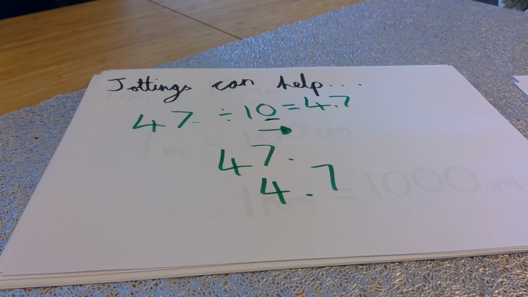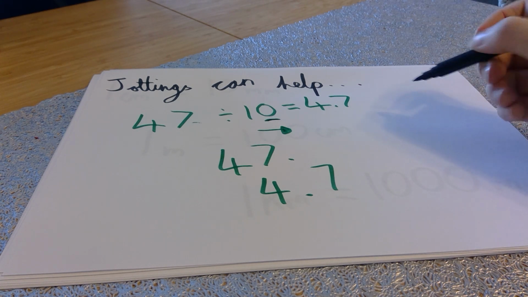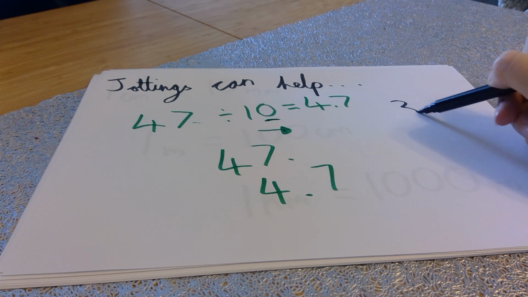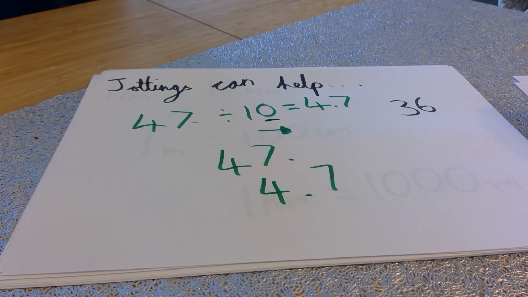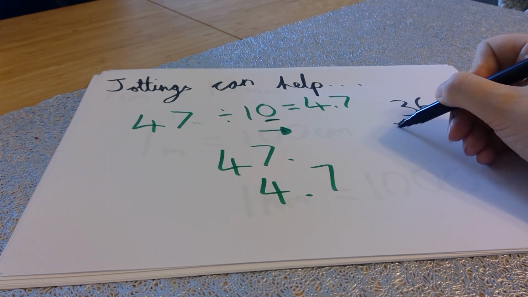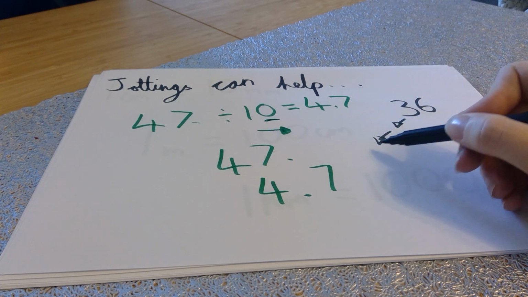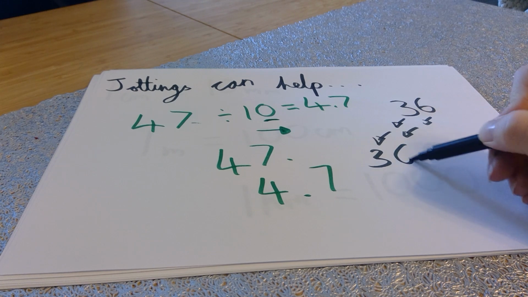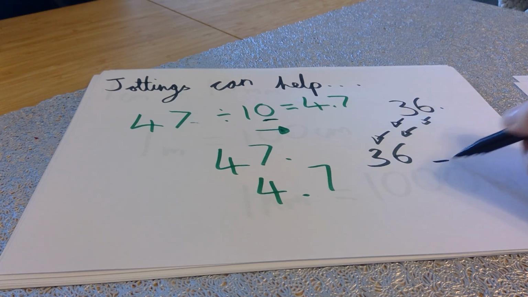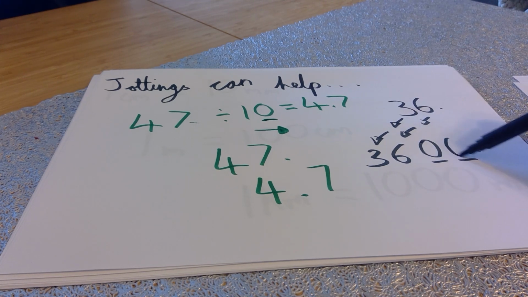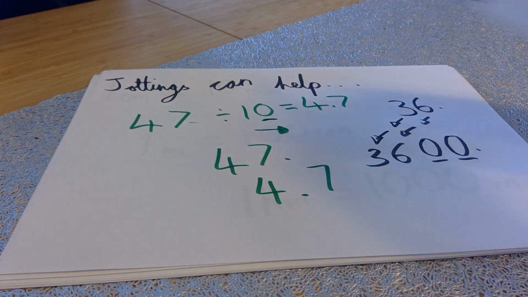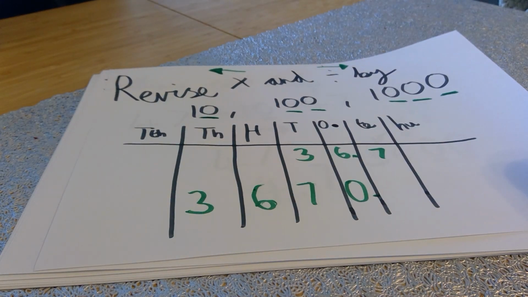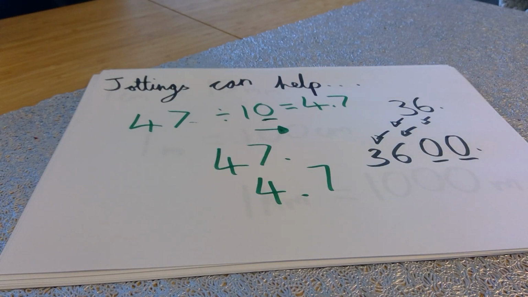If I've got another question using jottings, and I've got 36, and I'm going to times that by 100, I'm going to move it 1, 2 spaces, and then I've got 2 empty spaces, so I'm going to fill them with, absolutely, 2 placeholders. So you can draw your place value grid out to help you, or you can use jottings. It's fine, whichever method is the most efficient for you.